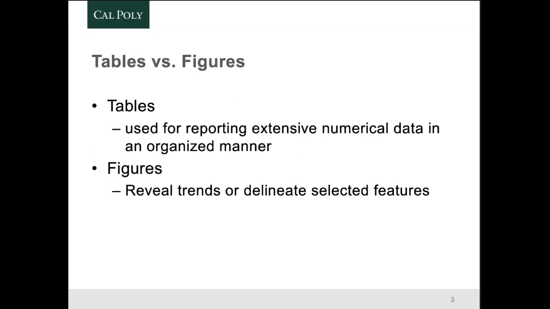So research papers have tables as well as figures. And you might be wondering, when do I use a table versus a figure? We use both of these when we're writing research papers, but they serve very different purposes. Tables are typically used for reporting numerical data in some sort of organized manner. Figures are used for a different purpose. They might be used to reveal trends in your data and to highlight, for example, changes over time.